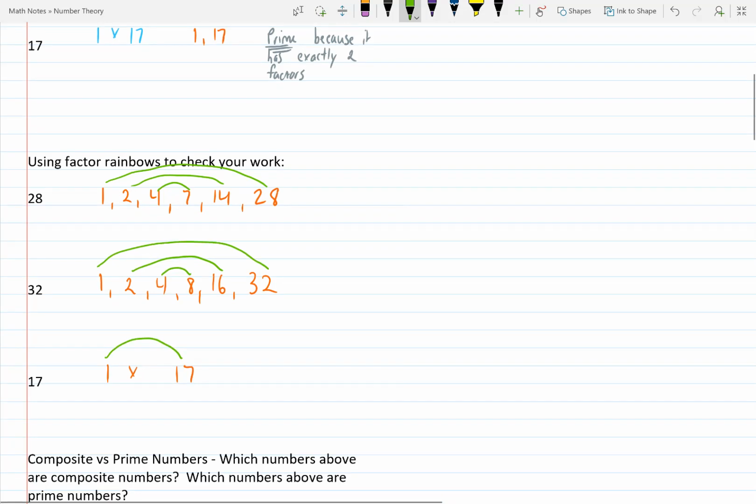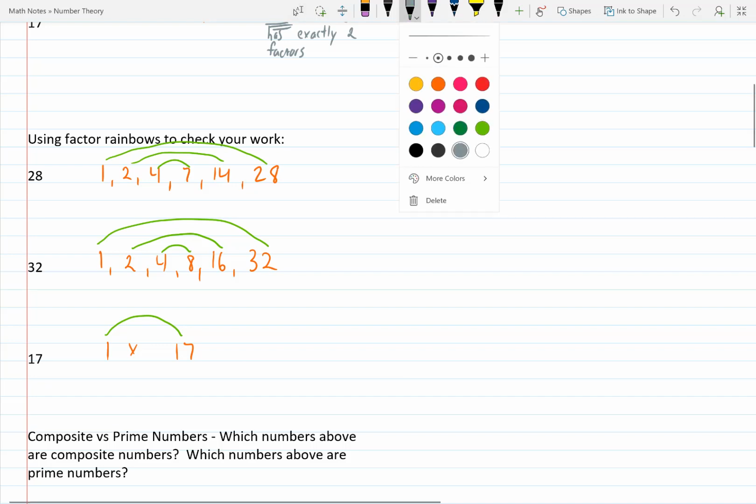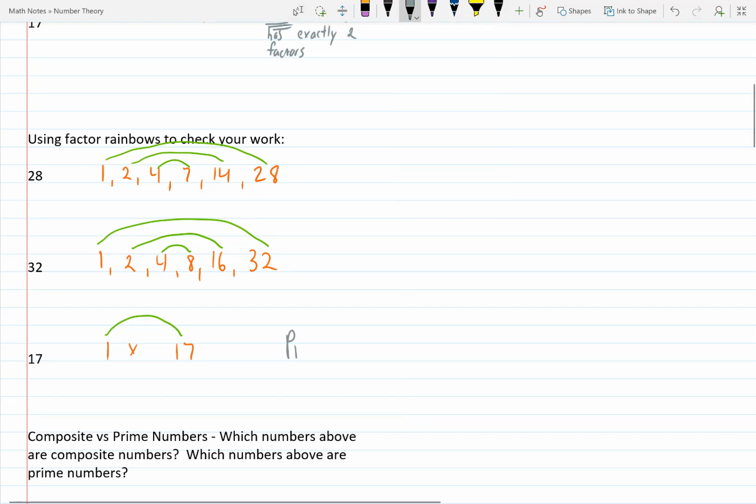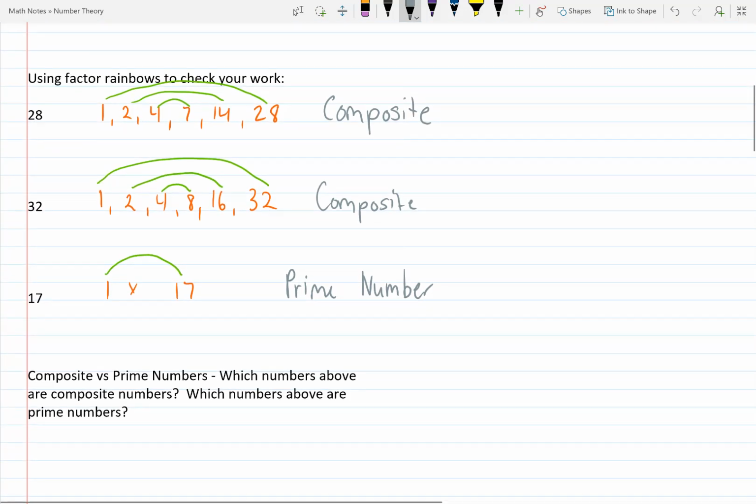Now, once again, looking at these factor rainbows, you can tell which one is prime and which is composite. 17 would be a prime number because it only has 2 factors, exactly 2 factors, 1 and itself. And 32 would be a composite number because it has greater than 2 factors. And same with 28. It would also be composite because it has greater than 2 factors.